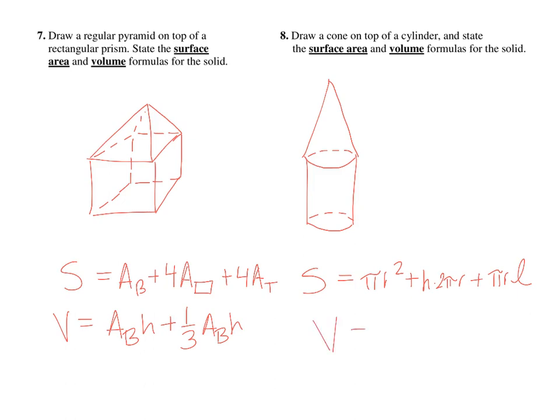And then there's the volume formula. Well, what's the volume for a cylinder? Area base times the height. For a cone, it's 1/3 area base times its height. Okay? And these are different heights here. I'll indicate that. Alrighty, that's all there is to that. On to the next.